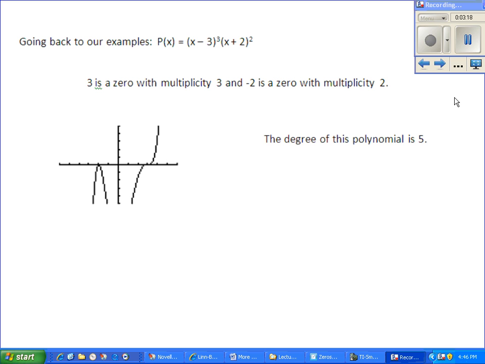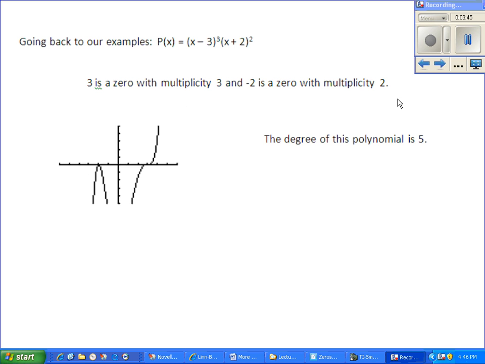Going back to our examples. So again, (x subtract 3) cubed, (x plus 2) squared. 3 is a zero with multiplicity 3, the exponent of 3. -2 is a zero with multiplicity 2. Remember, these have to be in the form x subtract c, so this is x subtract -2. And so with the odd multiplicity, it passed through. With the even multiplicity, it bounced.